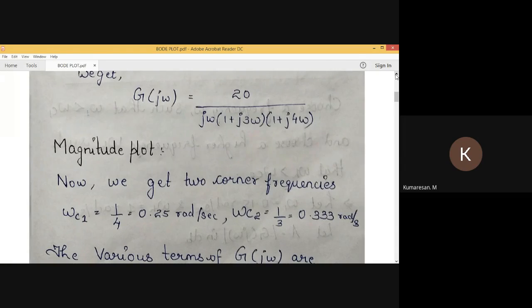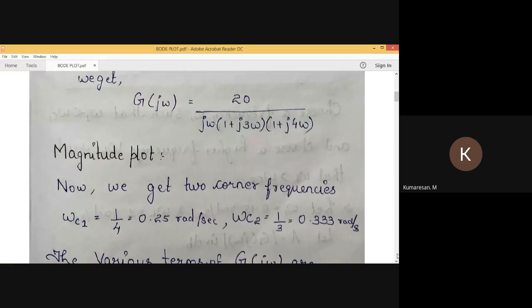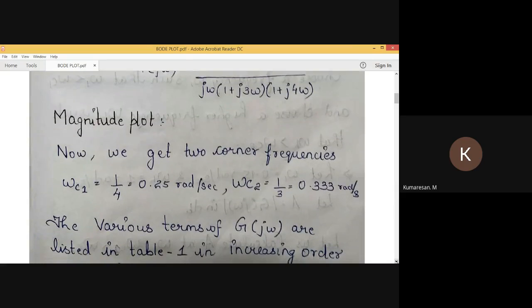Now, for deciding the frequency, we got two corner frequencies from the given transfer function. Of these two corner frequencies, we have to decide which one is lower and which one is higher. We know that 0.25 is the first frequency, and 0.33 is the second frequency, which is higher.